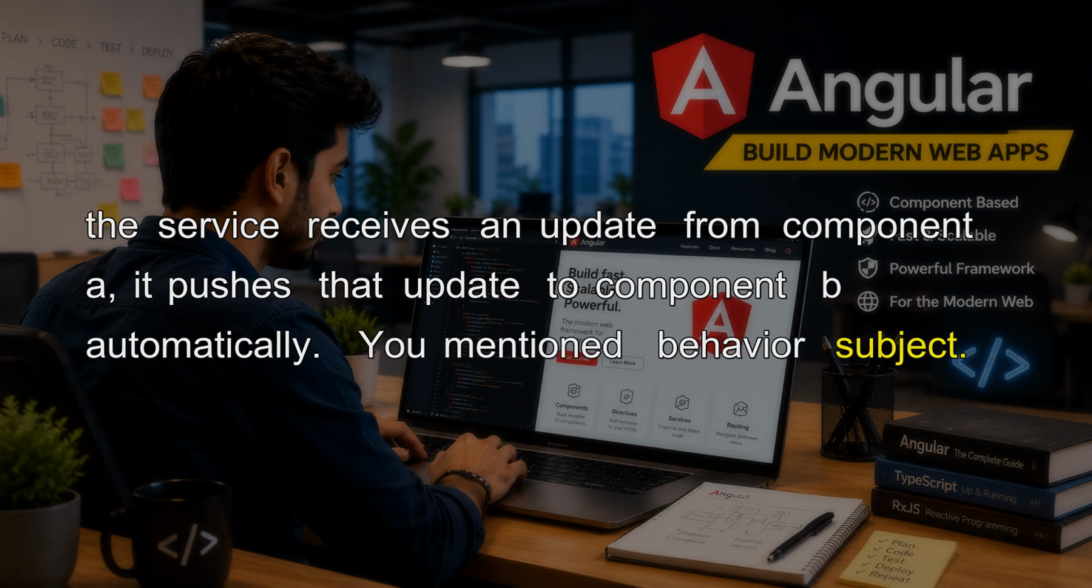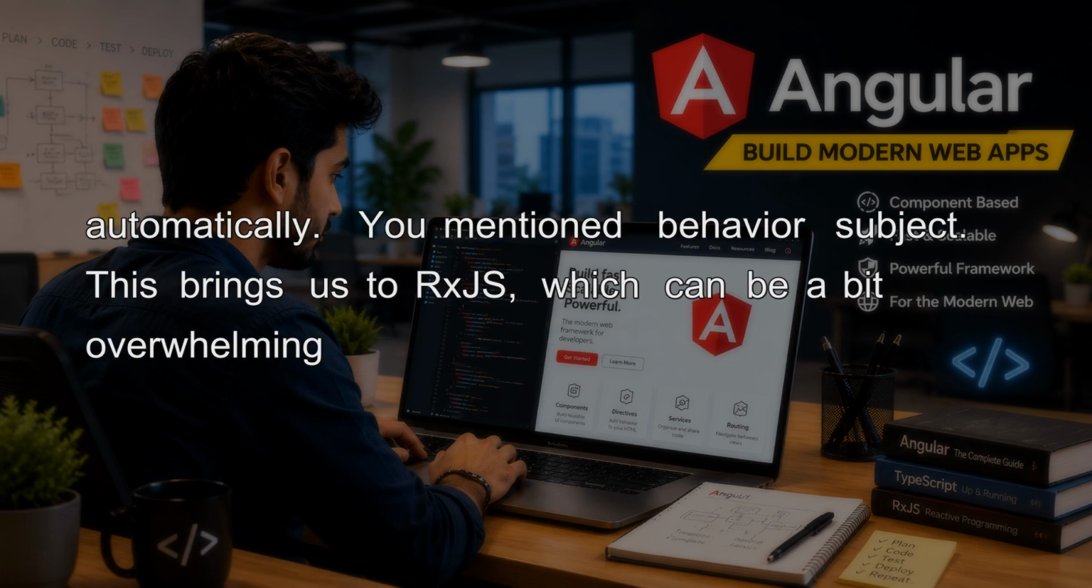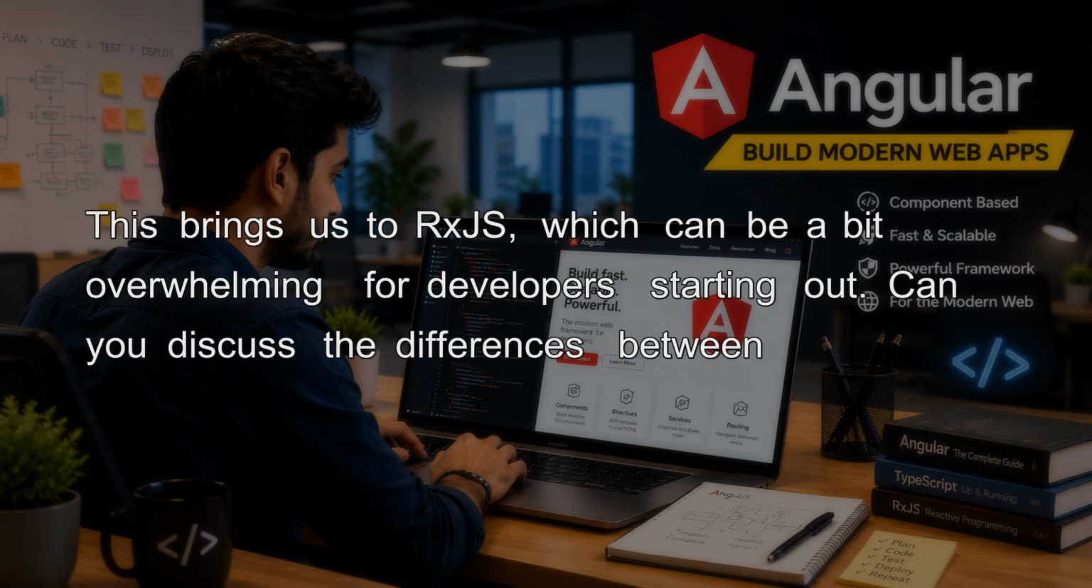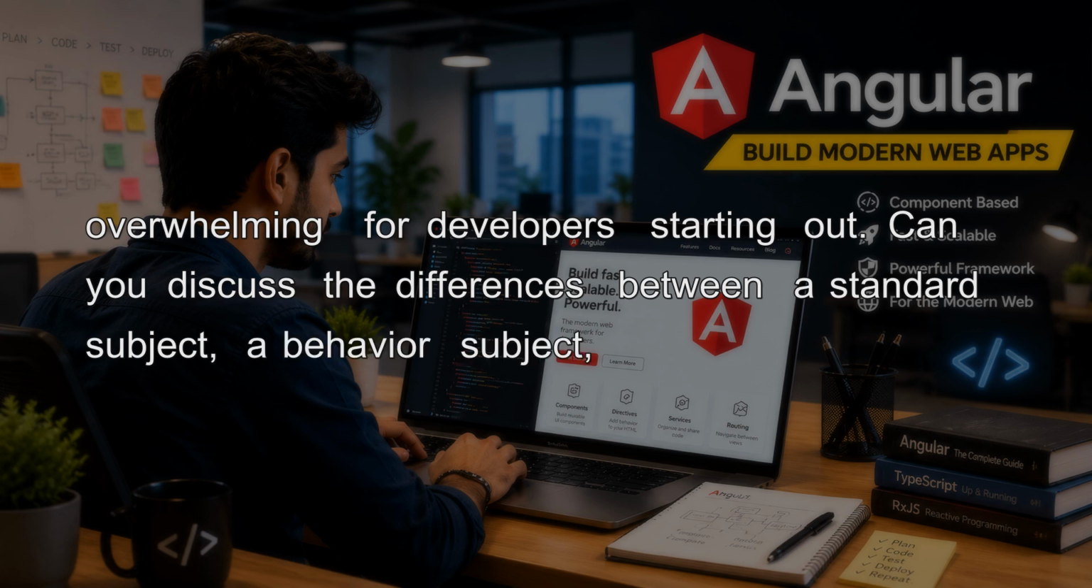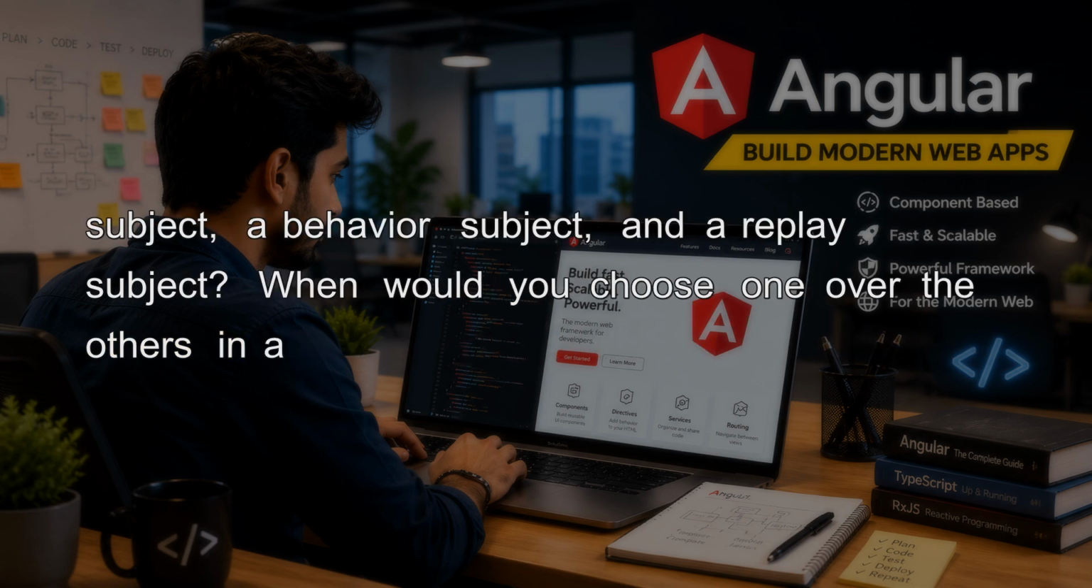You mentioned BehaviorSubject. This brings us to RxJS, which can be a bit overwhelming for developers starting out. Can you discuss the differences between a standard Subject, a BehaviorSubject, and a ReplaySubject? When would you choose one over the others in a service?